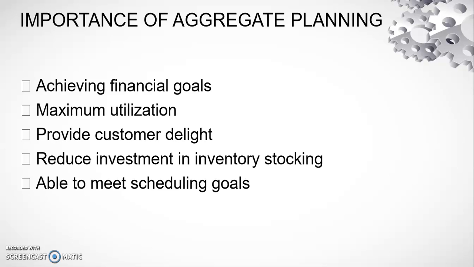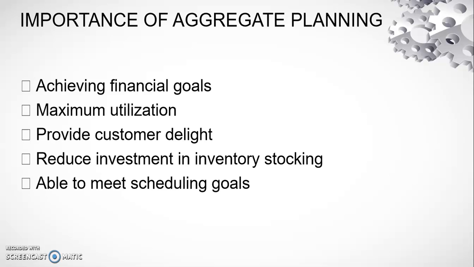that is economy of scale, maximum utility. Then provide customer delight by matching demand and reducing wait time for the customer, because customers are very important. Upon placing the order, making the customer wait for a very long period is not advisable. Then reduce investment in inventory stocking, because that takes high cost to take care of. And you have to be able to meet the scheduling goals, thereby creating a very happy and satisfied workforce.